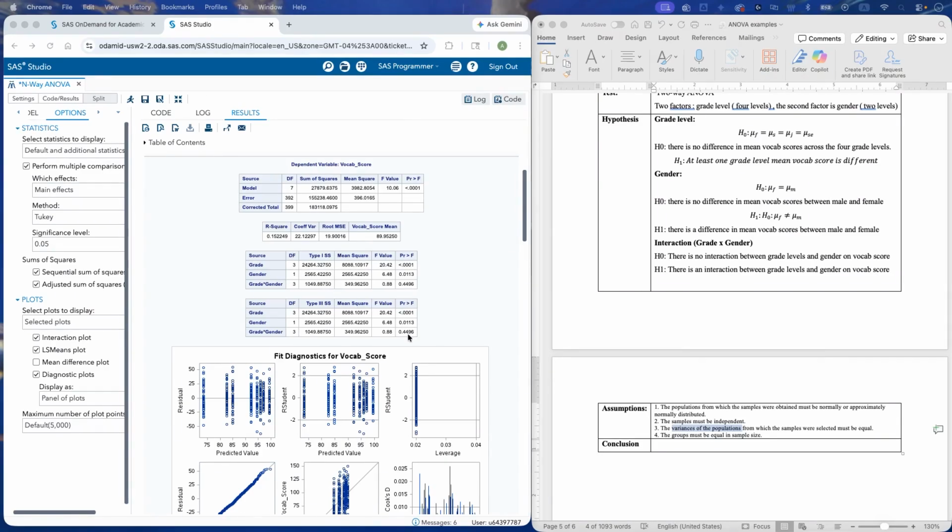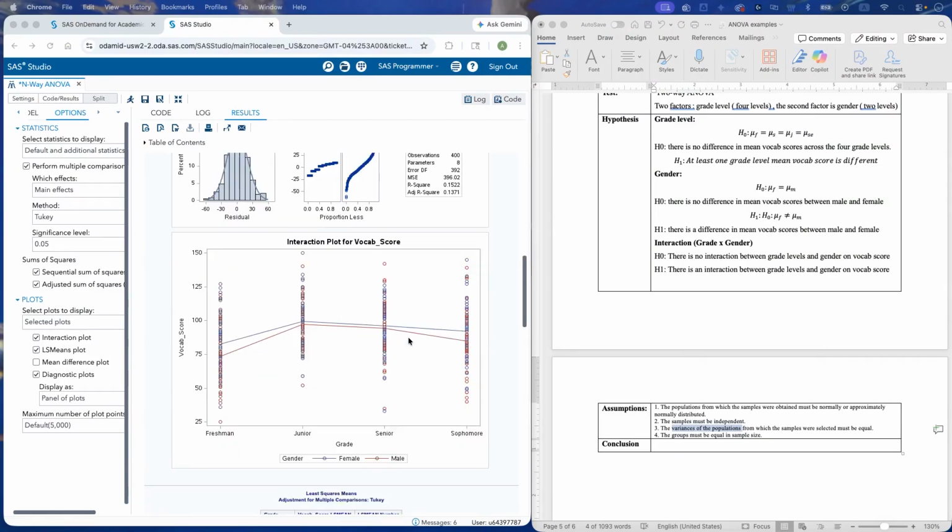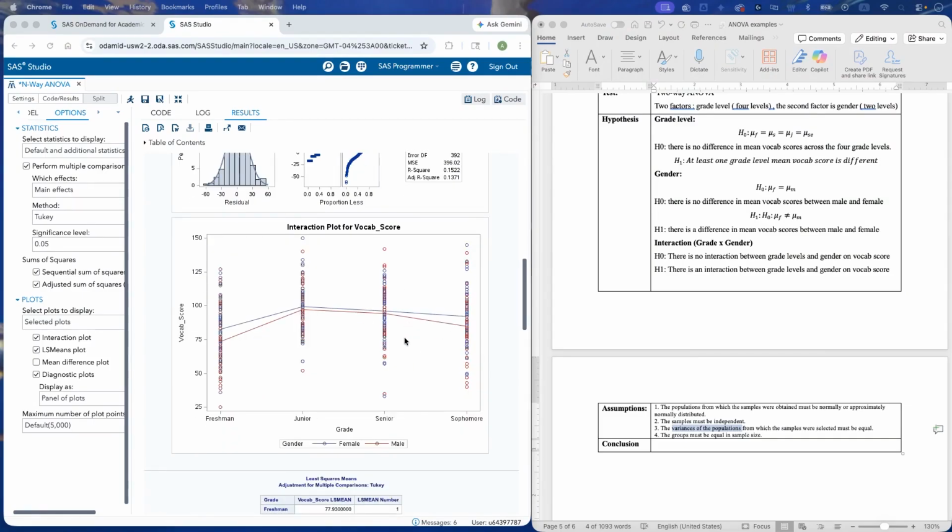How do we read this line? This is for the freshmen, male and female. These are the raw scores for the juniors, males and females. This is the raw scores for the seniors again, and this is the sophomores, the same thing. And these lines connect the means, the averages, for the female and male. The blue one is for the female, and the red one is for the male.